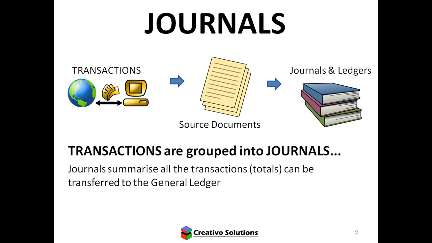So journals are going to be used to group transactions. They total up different accounts that are affected in a particular transaction and can then be transferred to the general ledger. The bookkeeper is actually capturing the data that has been collected from all the transactions that have occurred in the business.